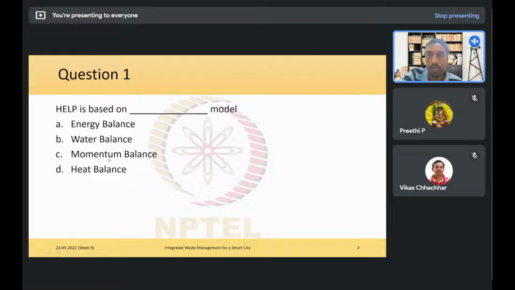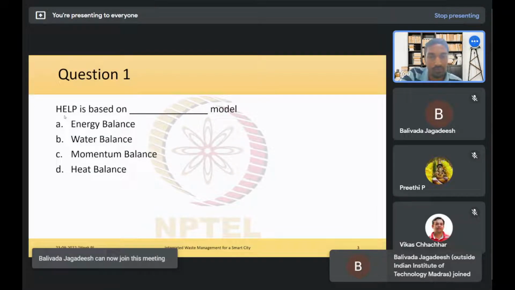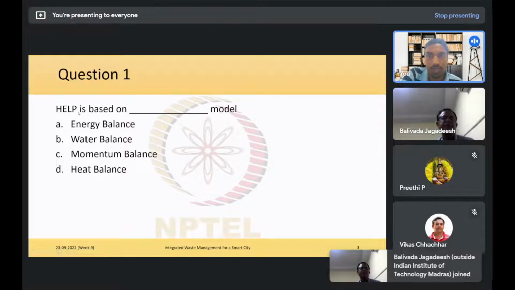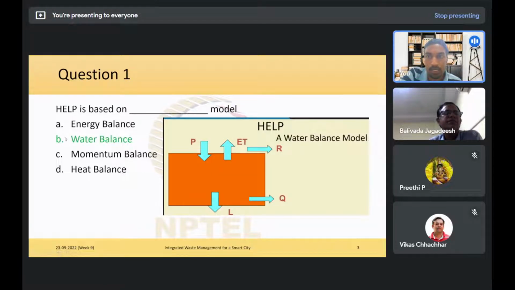We are designing a landfill, and when we are designing a landfill, the leachate collection system is one part of it. So how do we design this leachate collection system? To do that, we need to know how much leachate will be produced from this landfill. This HELP model, the Hydrologic Evaluation of Landfill Performance, gives us an estimate of how much leachate we can expect from a given landfill. But it works based on option B, a water balance model.